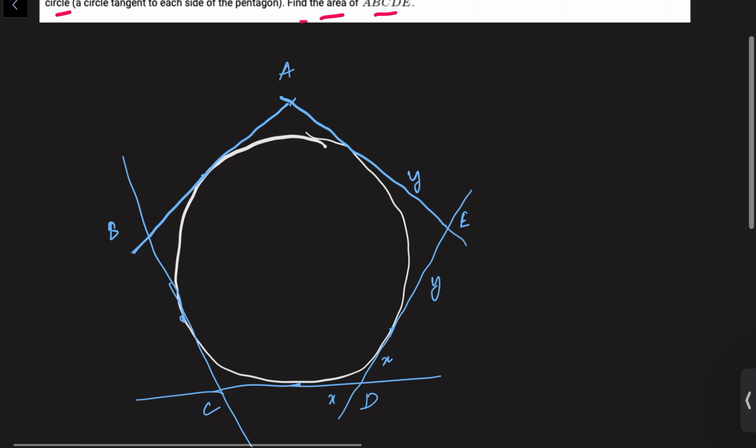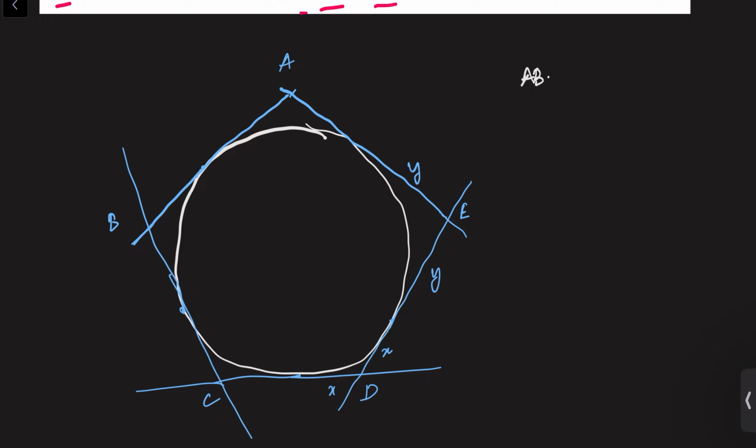Now we were given that AB is 5 and BC, CD and DE are 6, and EA is given as 7. So BC and CD must be the same and CD and DE also must be the same. So that means this must be Y. Now if this is Y, this will also be Y because it is the length from an outside point onto the circle. And now BC is equal to CD, so if I consider these points, let's say these points are P, this point is some Q, this point is some R, S and T.